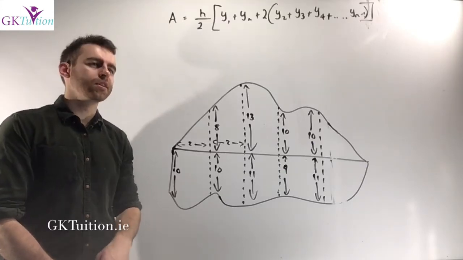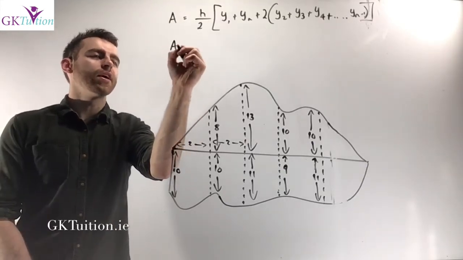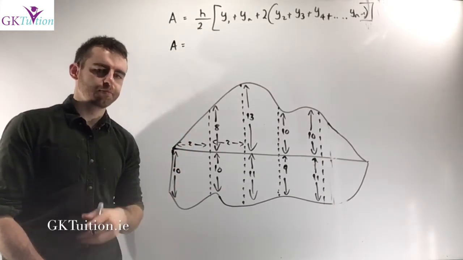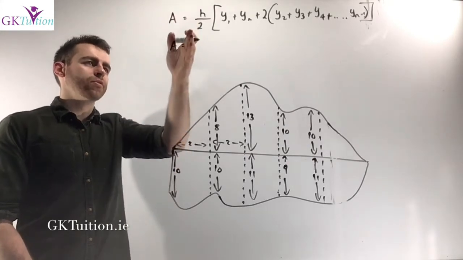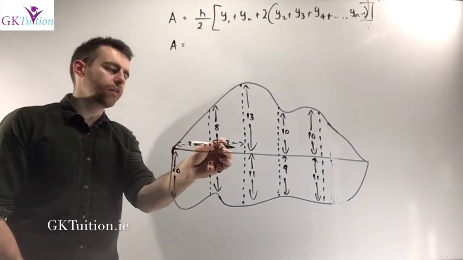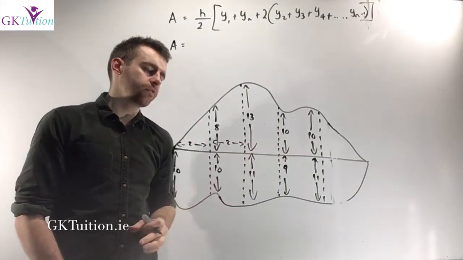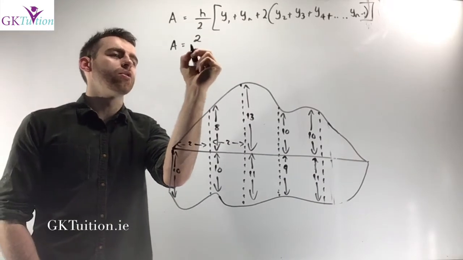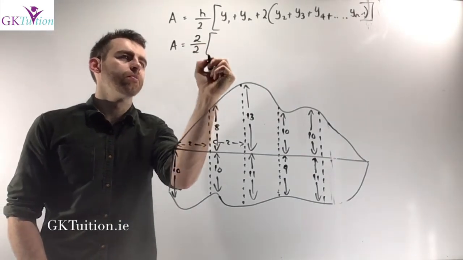Okay, so let's have a look at this one now. To get the area using the trapezoidal rule, we use this formula which we can find in our maths tables. And the area is h over 2, where h represents the width of each segment. I've divided this shape into 5 different segments, each with a width of 2. So here we'll say that h over 2 is actually 2 over 2.